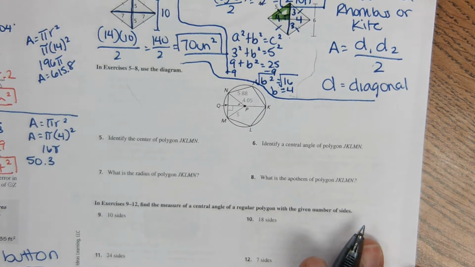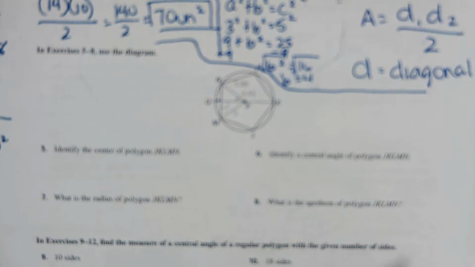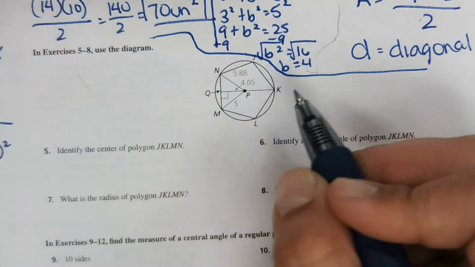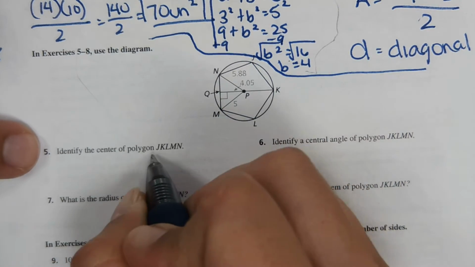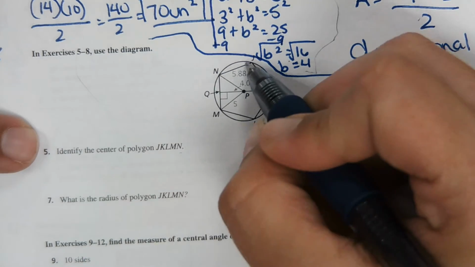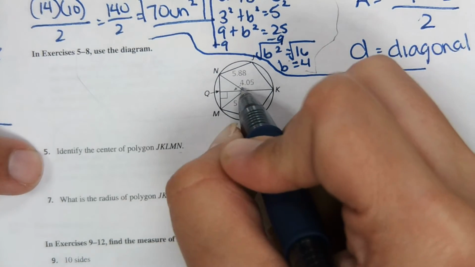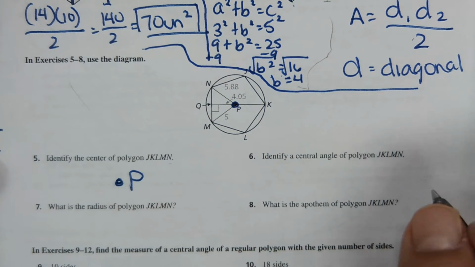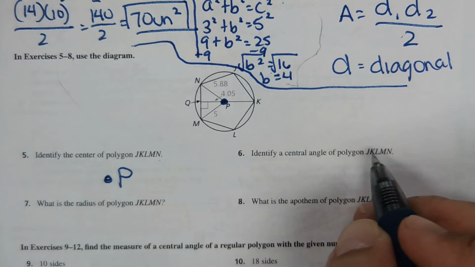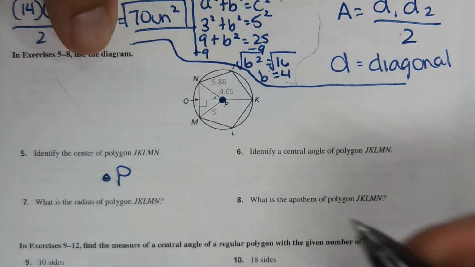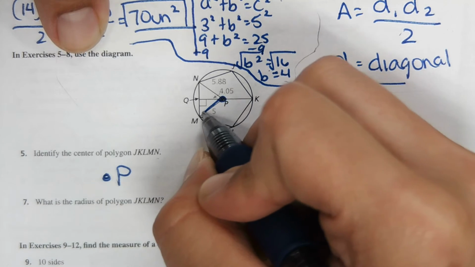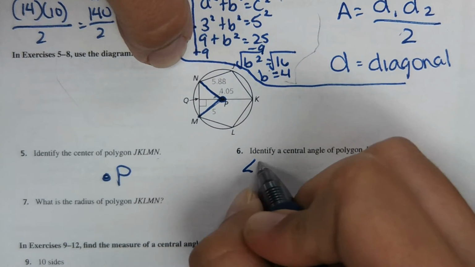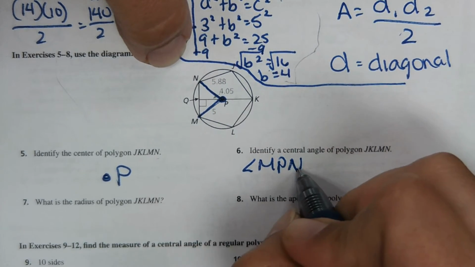Okay, and then for this portion, it's talking about some vocabulary. It has an inscribed polygon in a circle. It asks you to identify the center of polygon JKLMN. So JKLMN is this pentagon here. The center right here is at point P. Here it says identify the central angle of the polygon. Well, central angle, I would say it's right here from the center to the vertices. So angle MPN would be a central angle.